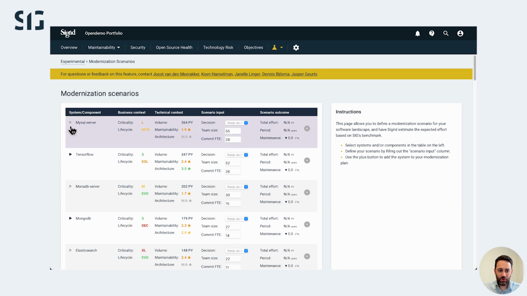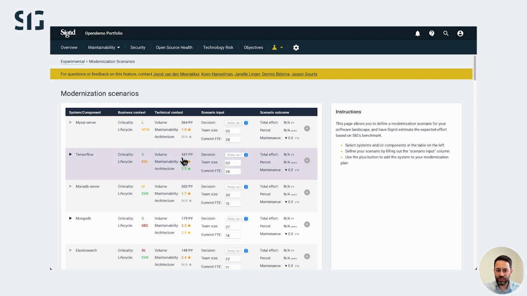We can toggle open a system and then we see the components that make up that system. There's some information here to provide context. On the one hand, we see business context, where we can look at the criticality and the life cycle of a system, and we see also technical context, essentially showing us how large the system is in person years, what the maintainability score is, and how the architecture scores. Now we get into the exciting new stuff: scenario input and scenario outcome.